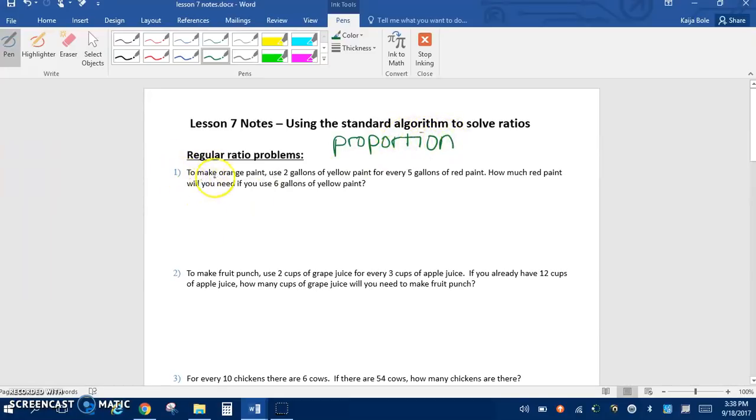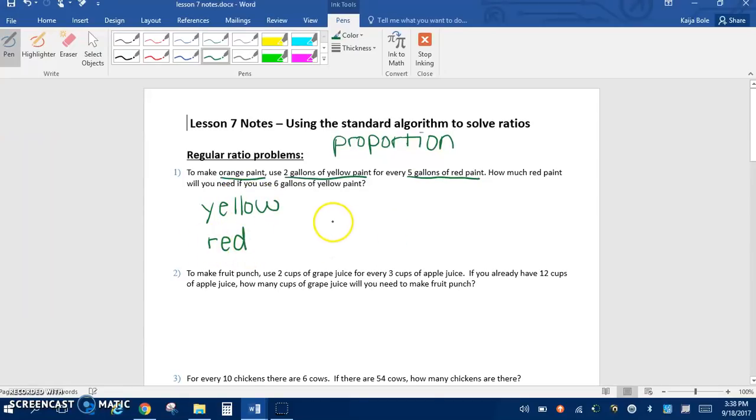Number 1 says to make orange paint, underline orange paint, that's important, use 2 gallons of yellow paint for every 5 gallons of red paint. It's asking us how much red paint you will need if you use 6 gallons of yellow. What we are comparing off to the side, you're still going to have to do that. We are comparing yellow and red.